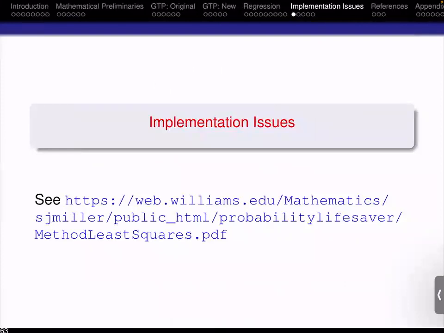Okay, so what I want to do now is I want to talk about implementation issues. If we try to actually do this, what happens? And again, I want you to be thinking about what kind of sanity checks we can do on the data before we start doing the calculations.